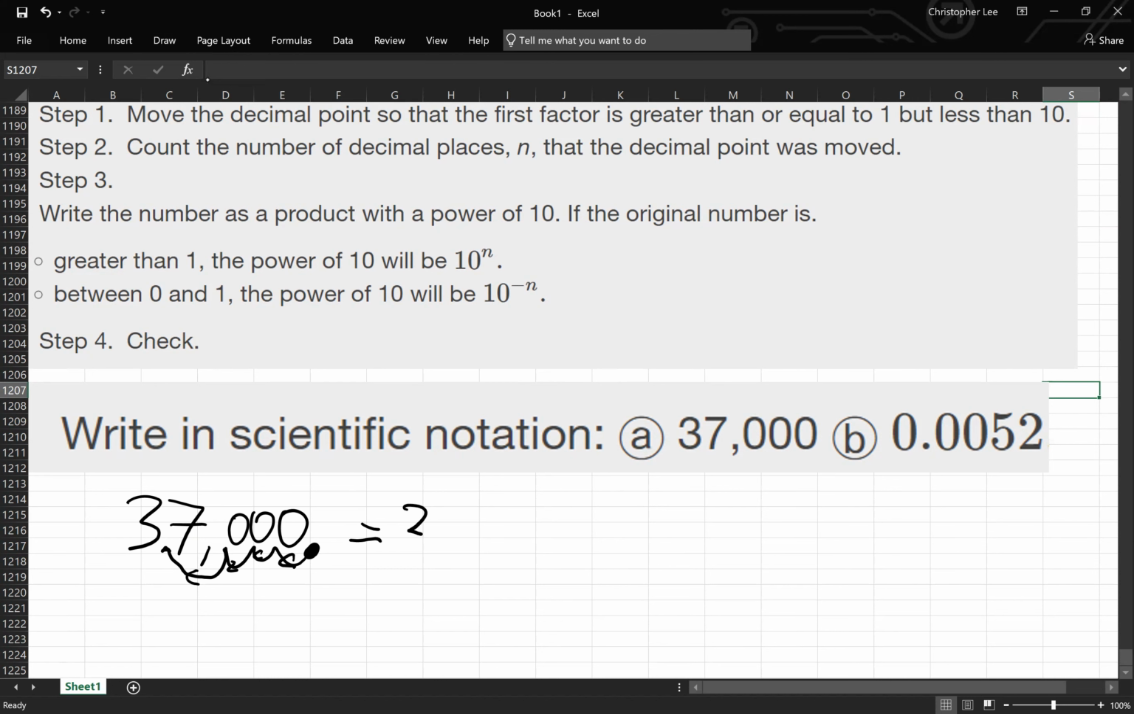I have to keep going until I get in between that 3 and that 7. So what does this equal? 3.7. Forget the zeros, those are not significant. 3.7 times 10 to how many places did I move it? 4 places, 10 to the 4 power. That's it. 3.7 times 10 to the 4. Let's look at B. That was A, by the way.